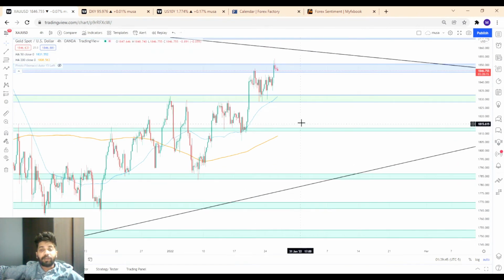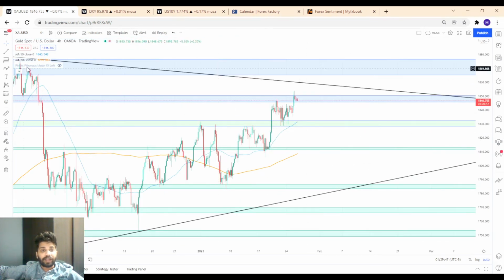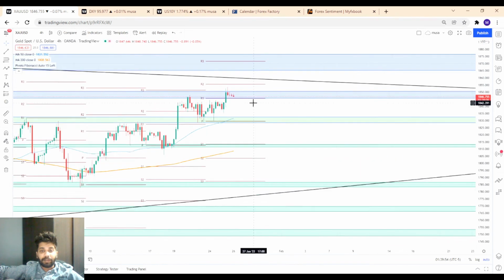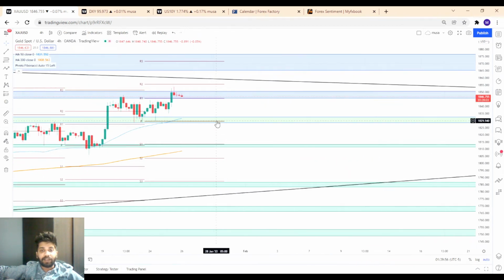Now let me show you some important levels that will help you while trading. Let me plot some pivot levels. As we can see, the main pivot level for gold is the 1830 level. From this 1830 level, the first resistance is at 1846, 1847. The next resistance is around 1847. The other resistance is around 1872. The next support is approximately 1817, then we have 1800, and the third support is at 1788.